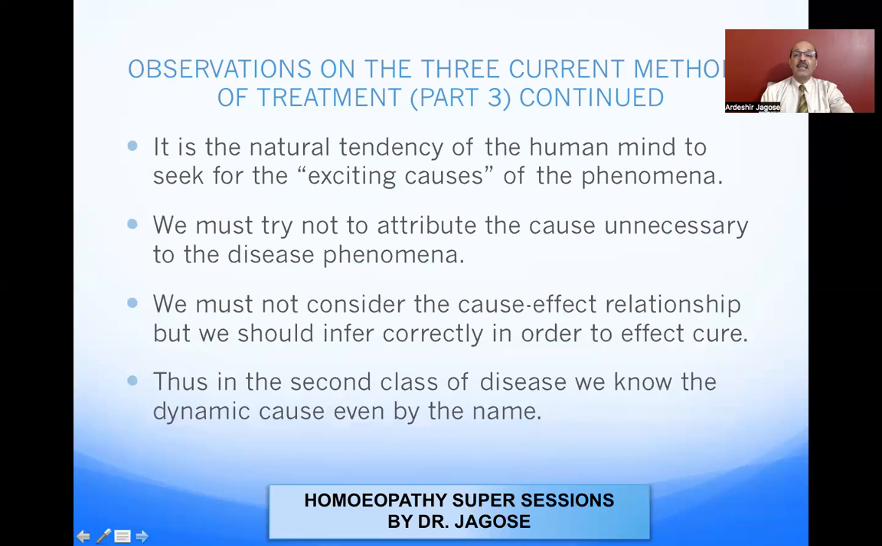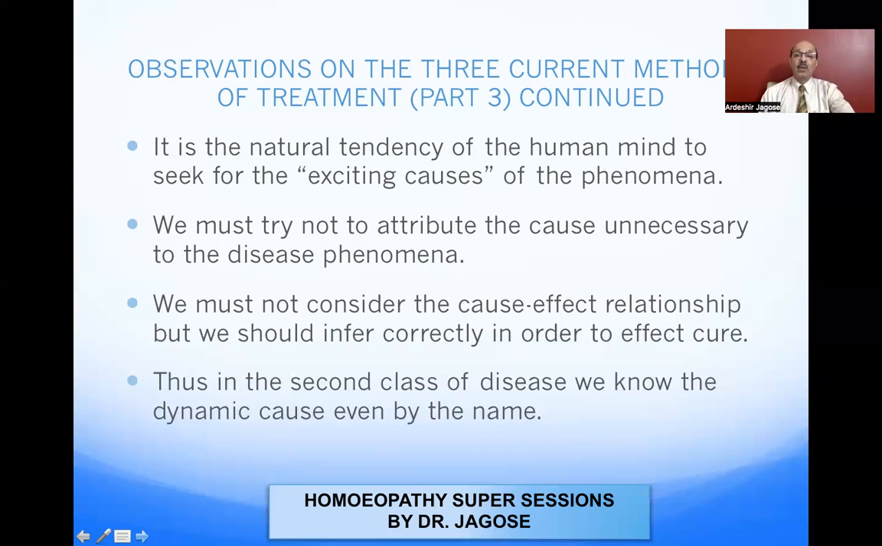It is the natural tendency of the human mind to seek the exciting cause of phenomena. So the natural tendency is always to find out the exciting cause of whatever phenomena is exhibited. We must try not to attribute a cause unnecessarily to the disease phenomena. Hahnemann reminds us that you can attribute a cause only when a cause is actually present. When not, you cannot unnecessarily attribute it to the phenomenon.